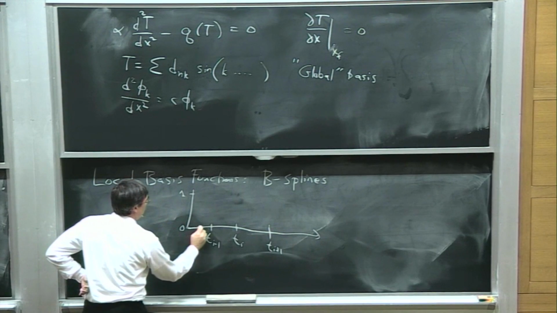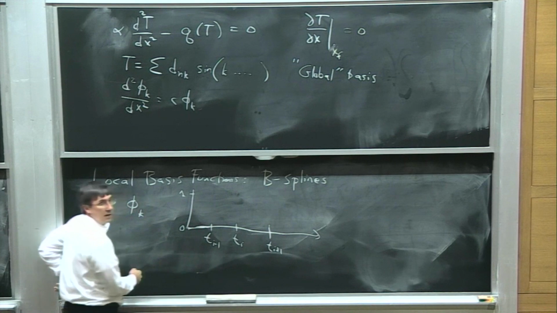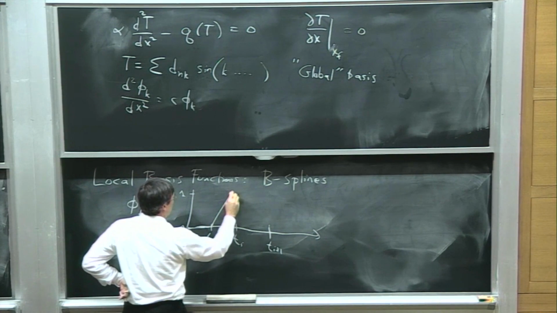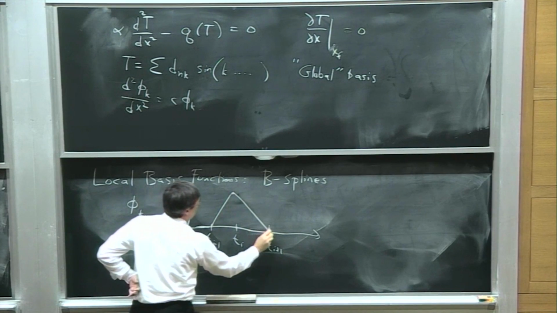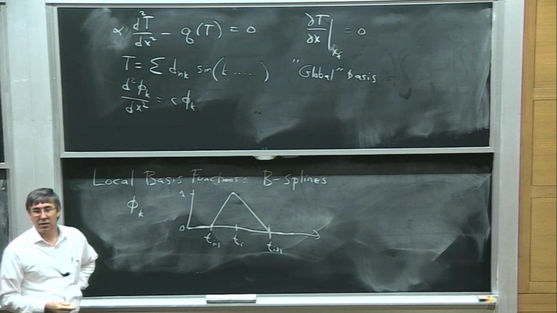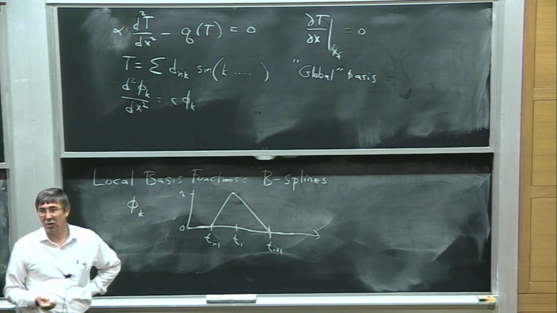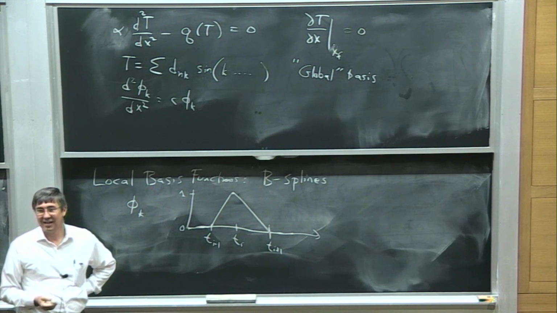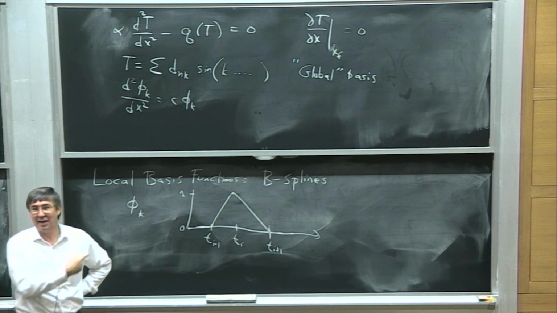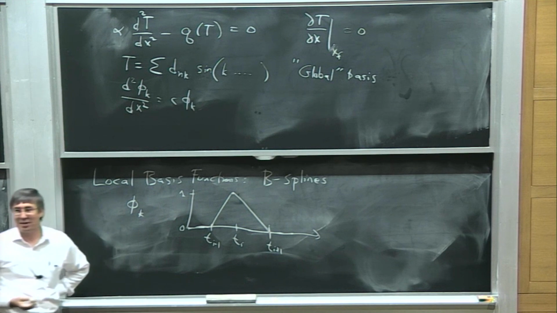So it's 0 all the way up to t_{i-1}. Then it goes up to 1 at t_i, and then it goes down to 0 again. Okay, so this function is a B-spline. It's also called a tent function because it looks like a tent. Some people call it a hat function. I don't have a pointy head, so I don't think it looks like a hat to me. But they call it a hat function, so they must have hats like that.